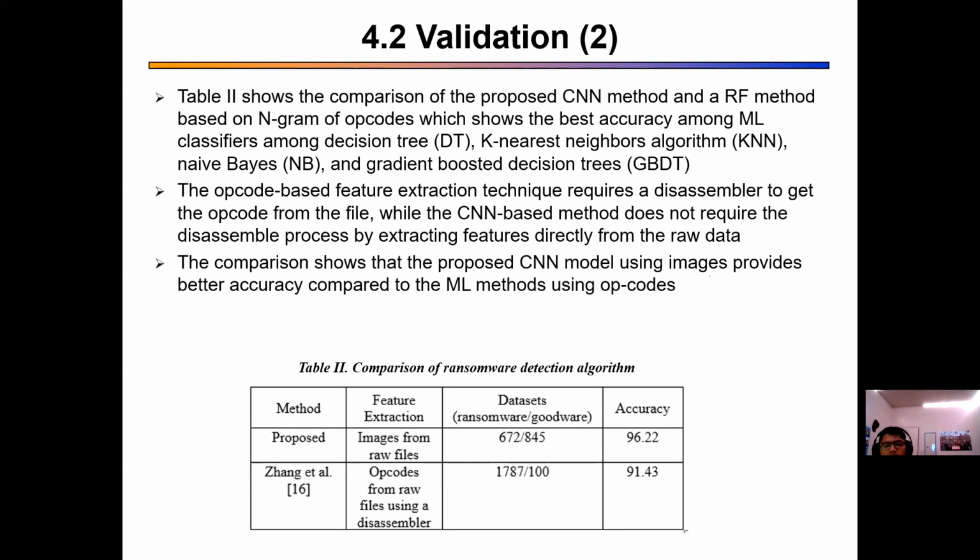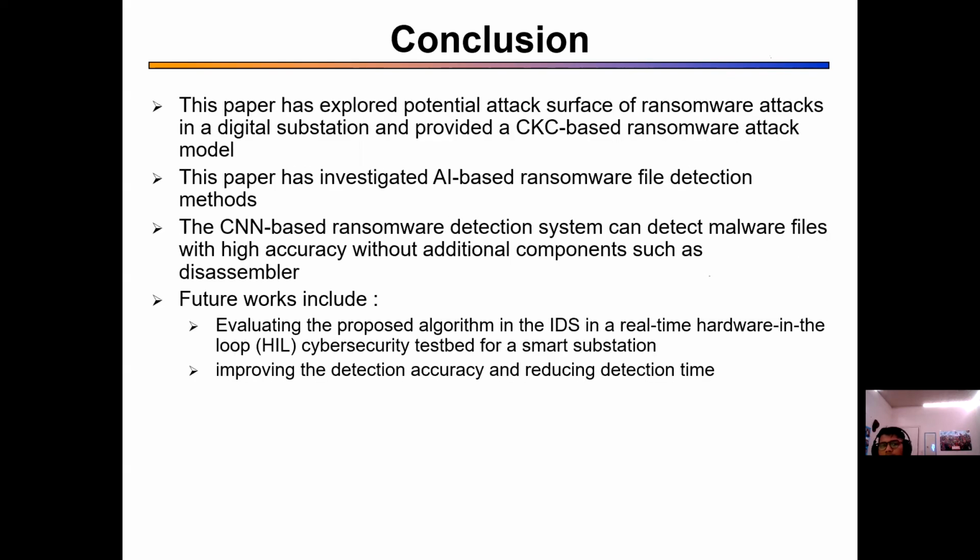And after that, we have the conclusion. This paper has explored the potential attack surface of ransomware attacks in a digital substation and provided a CKC-based ransomware attack model. The paper has investigated AI-based ransomware file detection methods. The CNN-based ransomware detection system can detect malware files with high accuracy without additional components such as a disassembler. The future works include evaluating the proposed algorithm in the IDS in a real-time hardware-in-the-loop cybersecurity testbed for a smart substation, and also improving the detection accuracy and reducing the detection time.